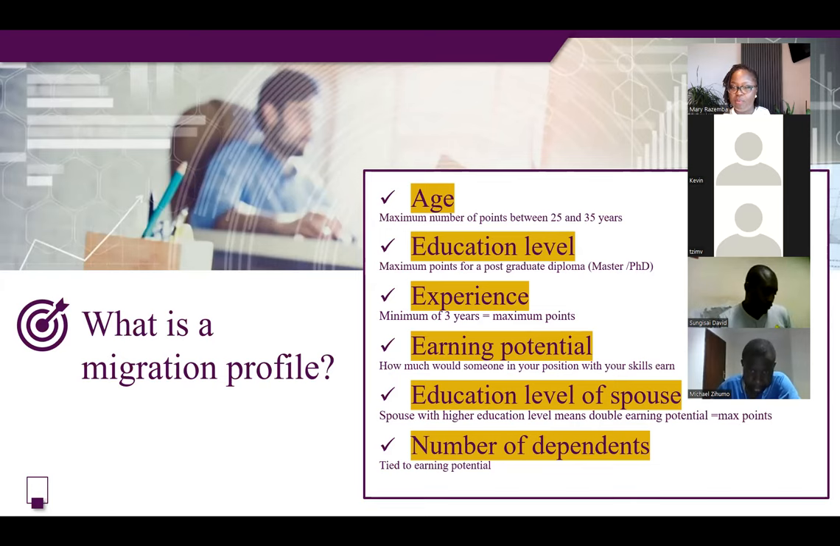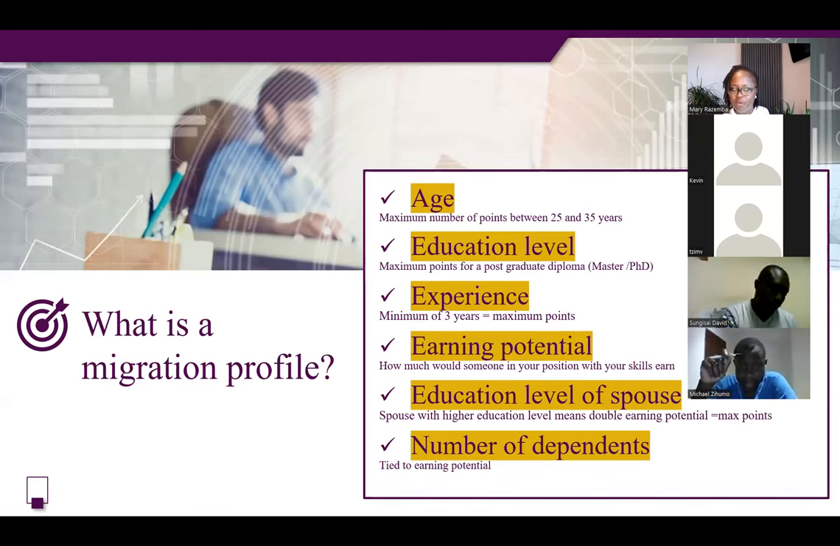So the maximum number of points is between 25 and 35 years. And in some countries, it's between 18 and 25 and 35 years, which means by the time you are 18, countries are looking at you and thinking, oh, wow, this is a great person to migrate. Why? Because you have such a long career ahead of you between these years. The average age for retirement in the Western world is 65 or 67 years. And so when you're 35, you still have half of your life literally to work.